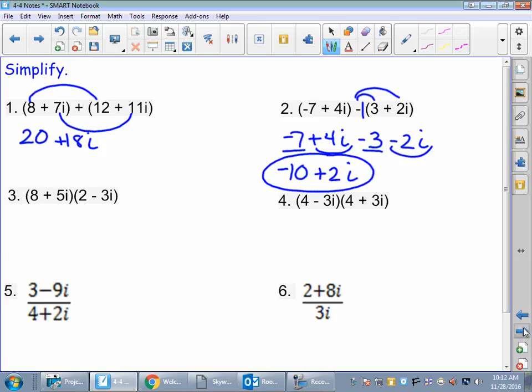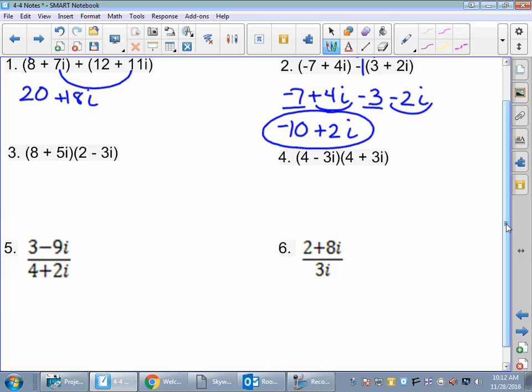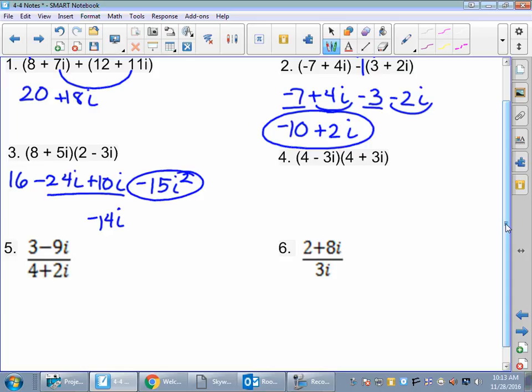Okay, number 3 looks like a FOIL problem. So we just FOIL. First terms gives me 16. Outer gives me negative 24i. Inner, positive 10i. And last, negative 15i squared. Now, I have a couple things I got to clean up. I can see that these two can combine together to give me negative 14i. And this negative 15i squared, the i squared turns into a negative 1, so this negative 15 becomes a positive 15, which can combine with the 16 out in front. So we end up with 31 minus 14i.